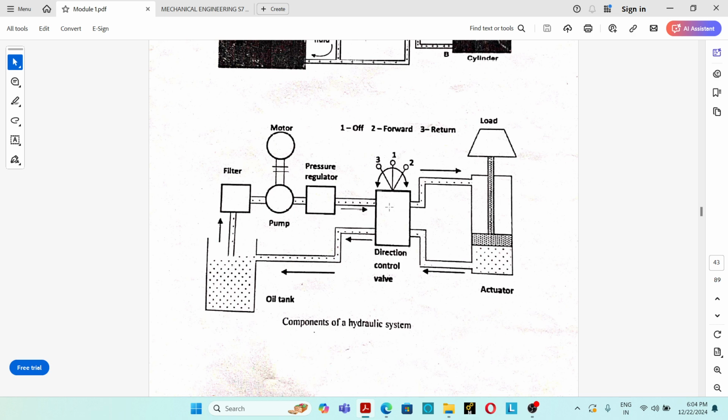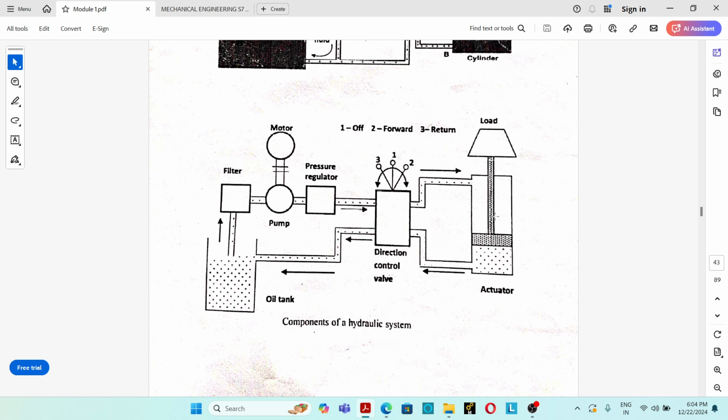So there is no flow of hydraulic oil to the working line ports. Port P and port T will be connected in this way. Port A and port B are blocked. So hydraulic oil is not flowing to the working line port. So in this way, direction control valves control the direction of motion of actuators. Direction control valves are used to control the direction of motion of the actuators.